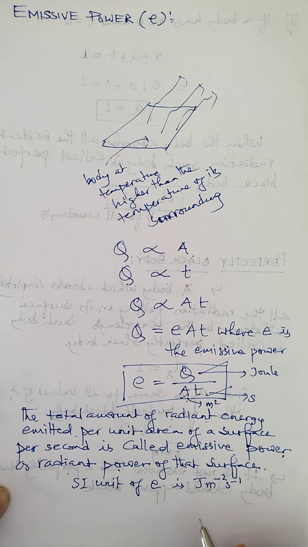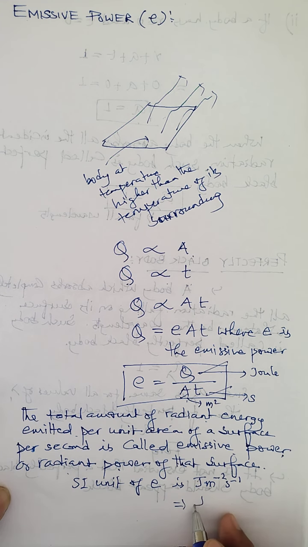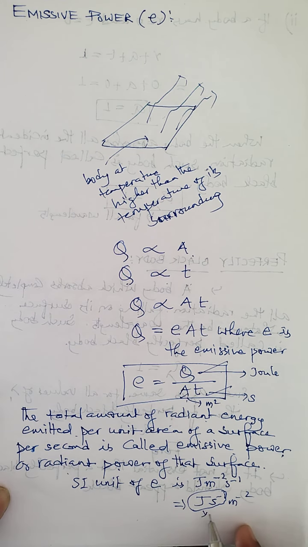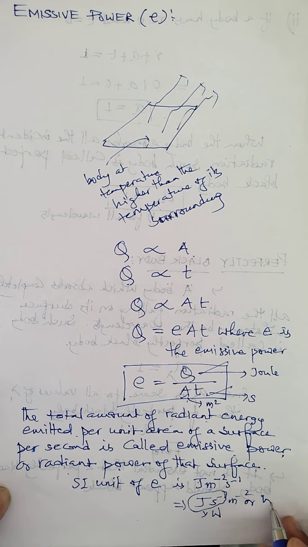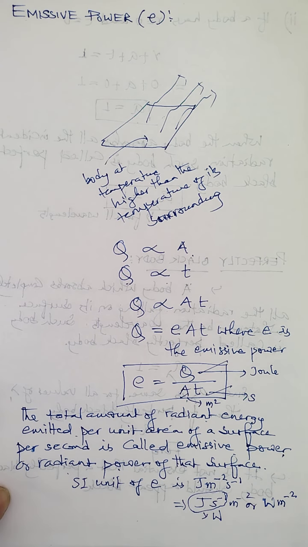But this joule per meter square per second can also be written as watt per meter square. You know why? Because joule per second together is watt, which is the SI unit of power, and watt equals joule per second. So we can write the unit as watt per meter square. The SI unit of emissive power can be joule per meter square per second or watt per meter square.